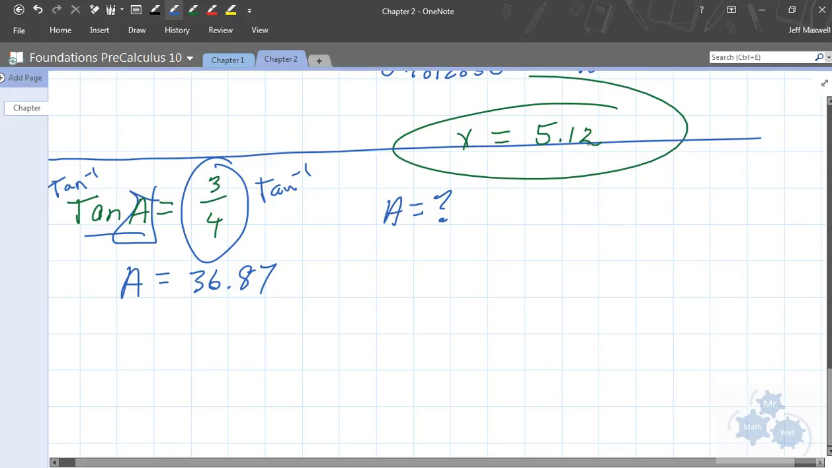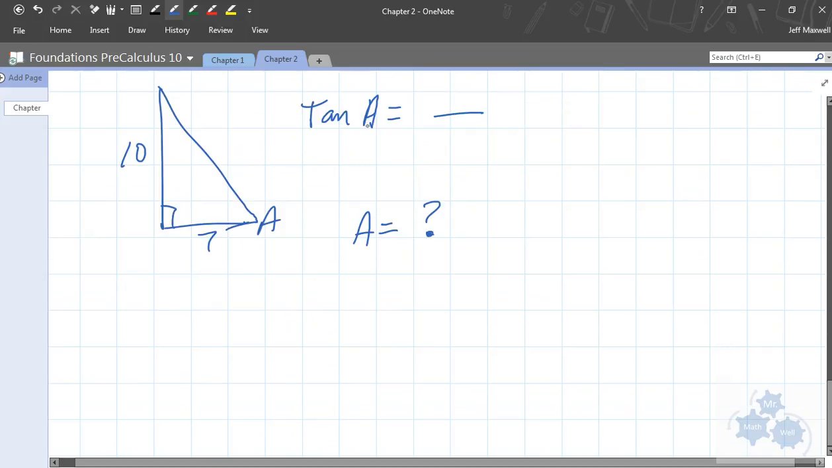All right, I'm going to give you a few questions to do, and I want you to do them on your own, see if you get the same answer as me, then you'll be able to know whether you have any questions or not. First question, solve for A given this right triangle right here. And I started it for you. You want to write tan A equals.